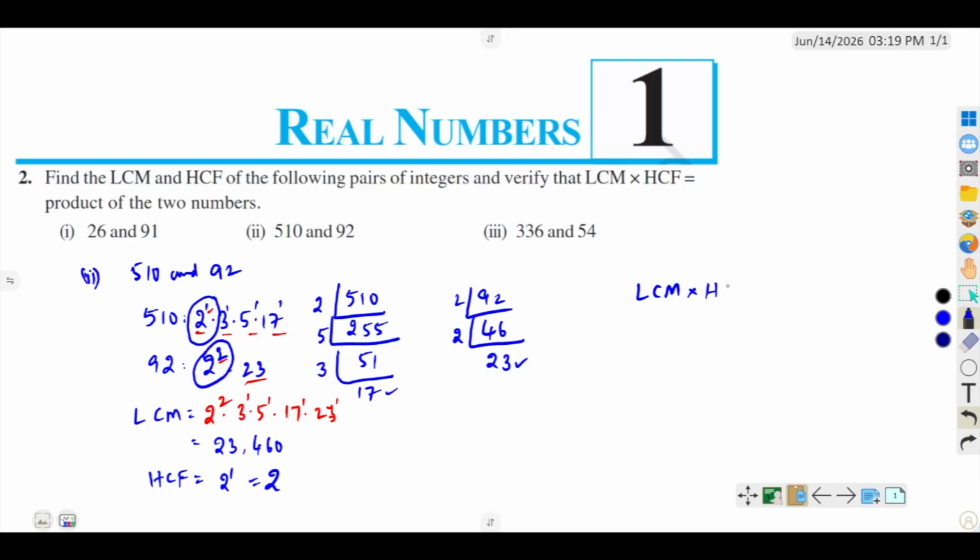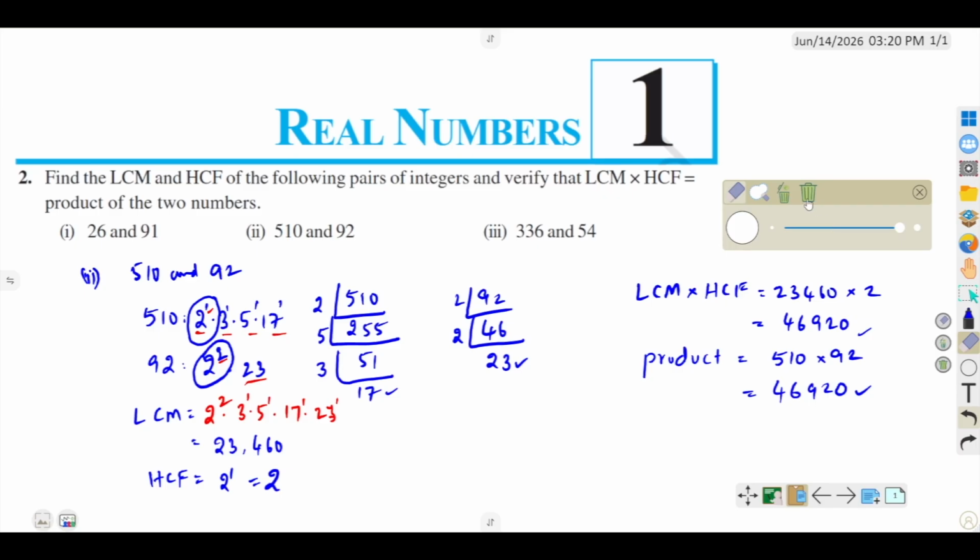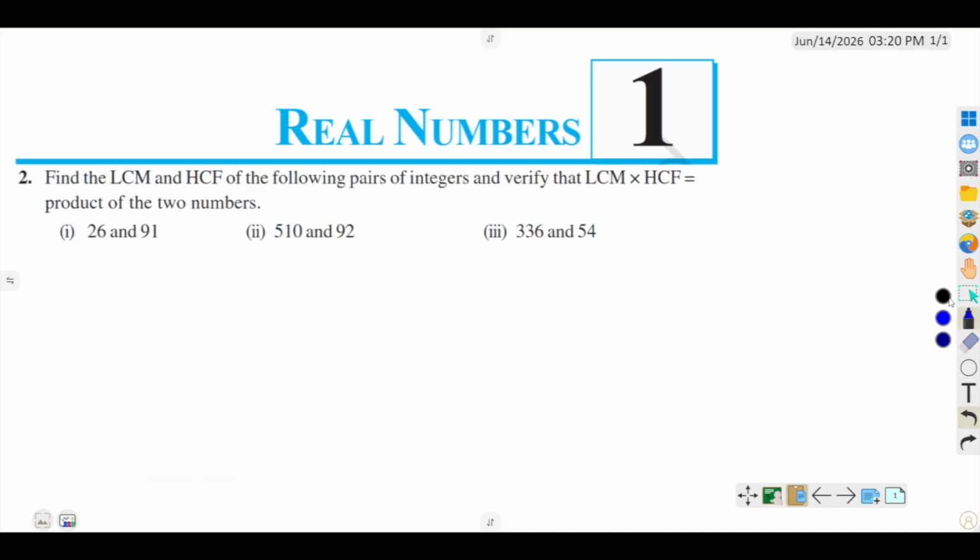Now let's check the LCM times the HCF, which is 23,460 times 2. If you multiply this, you will get 46,920. Now let's multiply the given numbers, that is the product. Product is 510 times 92. If I multiply, I am getting 46,920. So the product of the two numbers is equal to the product of their LCM and HCF. So hence it is clear.